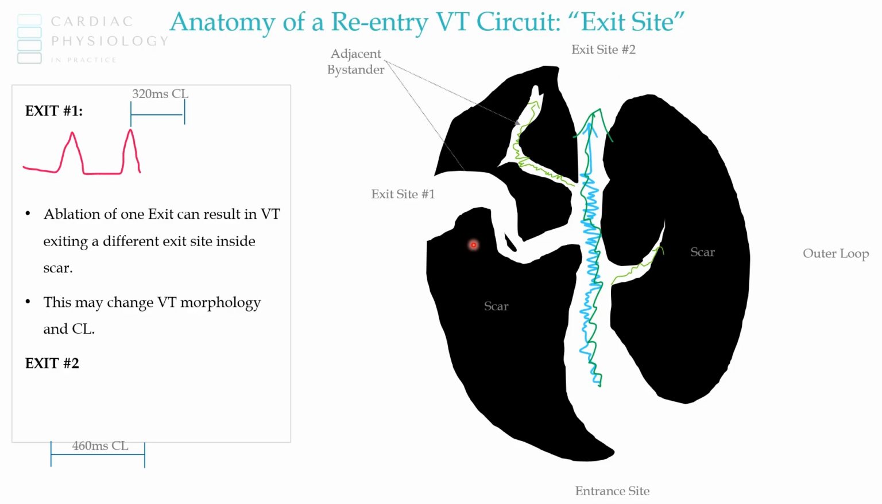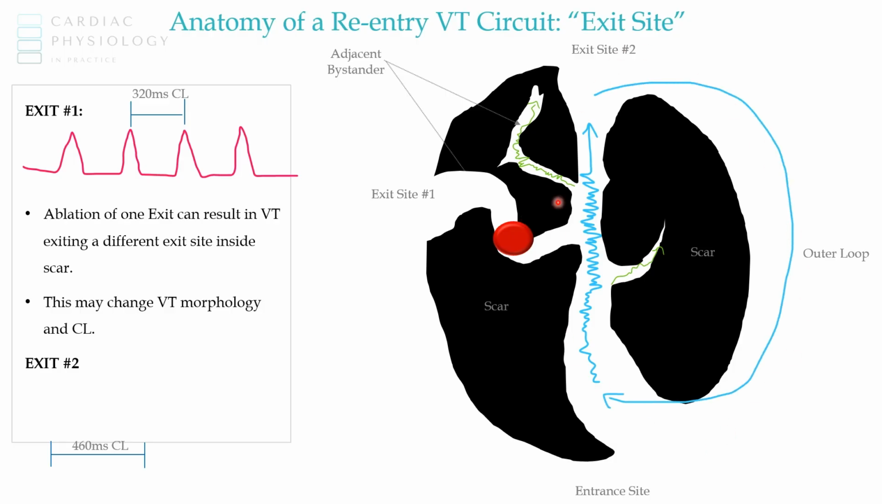So we have a VT reentrant circuit, and our VT is dictated by our exit site. So let's imagine that we have VT morphology that's upright in lead 2, and the VT cycle length is 320 milliseconds, and that's dictated by the exit site. So imagine that we ablate this area, so this VT reentrant circuit can no longer occur. Let's imagine that we do that. So we find the exit site and we ablate it.